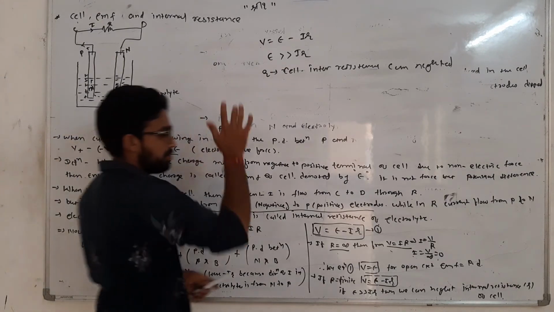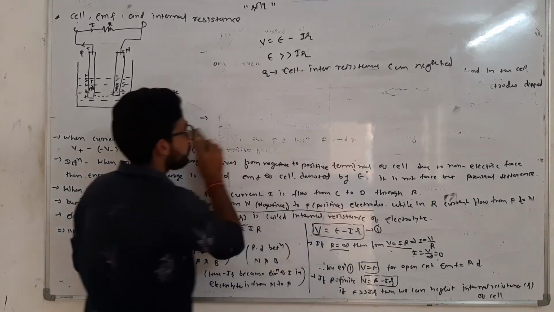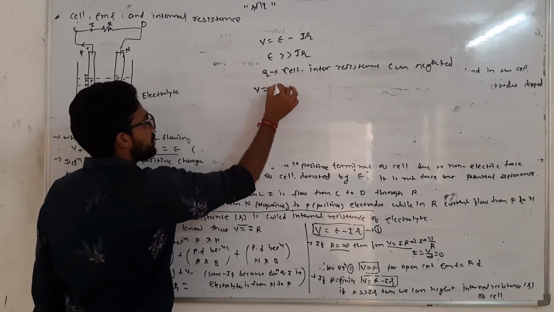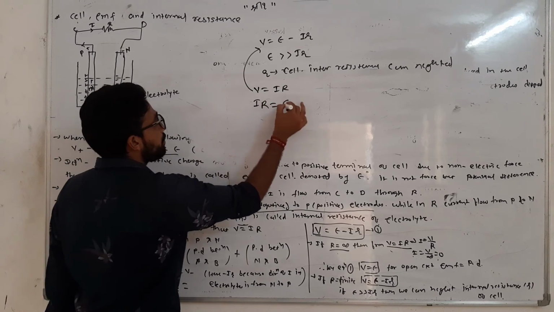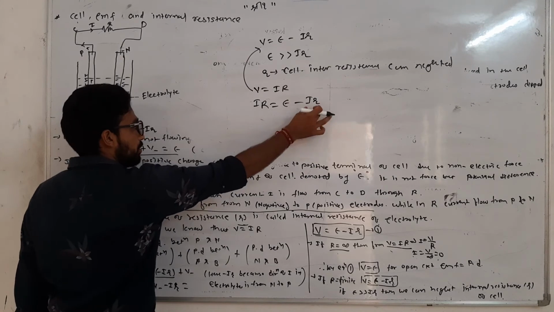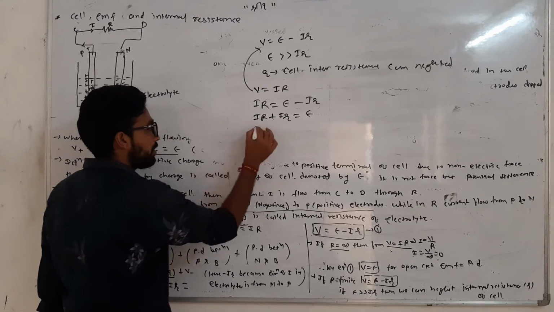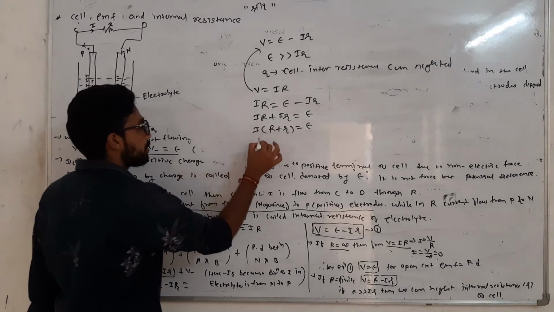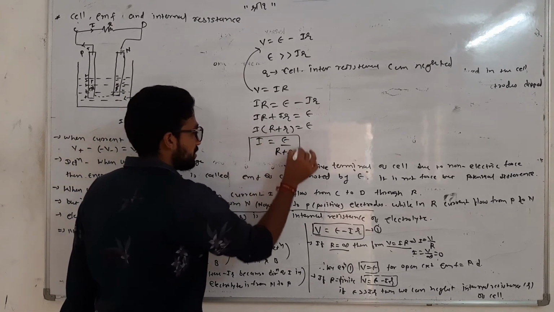Now from this equation, you can find out the electric current through this circuit. So we know that from Ohm's law, V is equal to IR. Now put V is equal to IR here. So we get IR is equal to EMF minus I small r. Take these terms on this side. So IR plus I small r. When I is taken common, then R plus r is equal to E, so I is equal to E by R plus r.